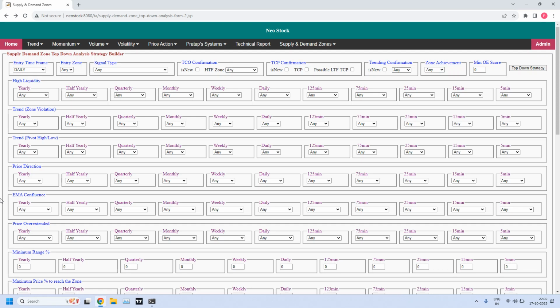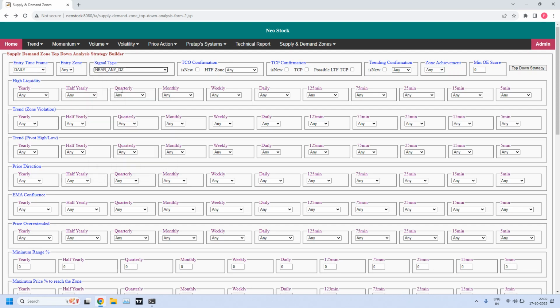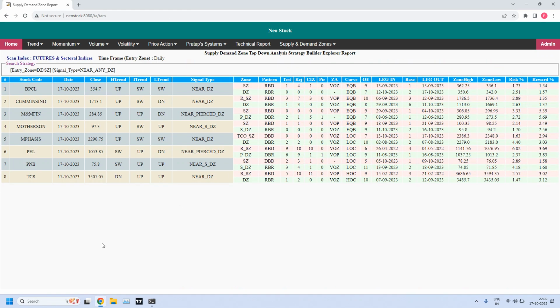Let us generate demand and supply zones for the daily time frame. So entry time frame is daily. Let us find the stocks which are near to the daily demand zone. So these 8 stocks are filtered where price is near to the daily demand zone.